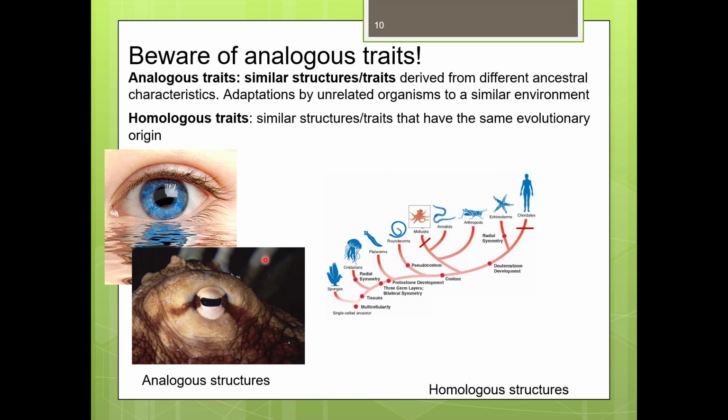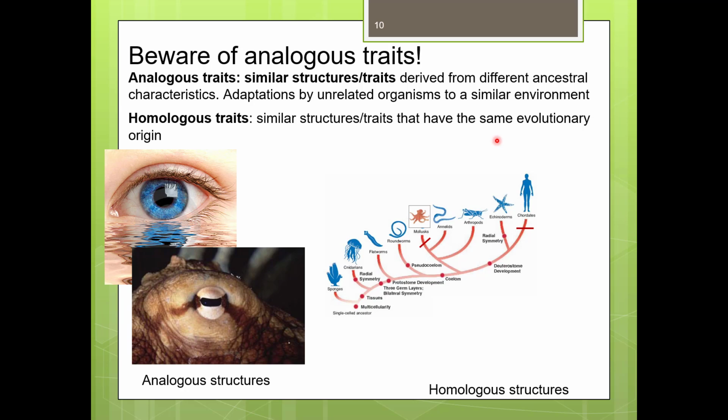Now, we have to be careful because when we build these trees, sometimes we might get confused by analogous traits. That could be analogous physical traits or analogous genetic traits. These are similar structures derived from different ancestors, so adaptations from unrelated organisms to the same environment. For example, the eyes of an octopus and the eyes of a human, and a lot of vertebrates, are very, very similar. So we might accidentally put mollusks as being closely related to chordates. But in reality, we can see that they're not. And that means that these eyes evolved separately because we don't see these same kind of eyes in worms or arthropods or echinoderms. So those are analogous eyeballs.